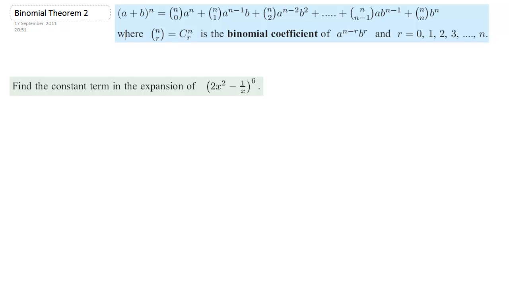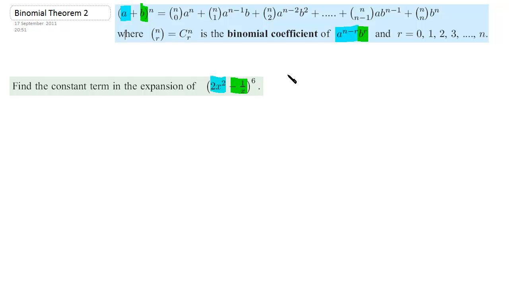Now there's two ways to look at this problem. We're trying to find the constant term in the expansion of this. The key thing is to work out what your a is. We're going to have a as 2x squared, so there's a. We've got a to the n minus r, which is going to be key in this, and we're going to look at b, and b is going to be our minus 1 over x, and we're going to look at b to the r.